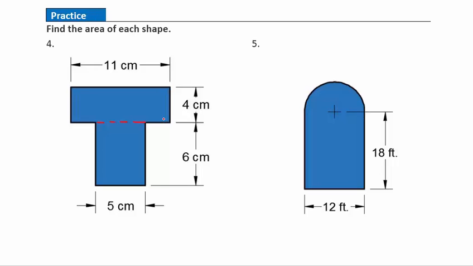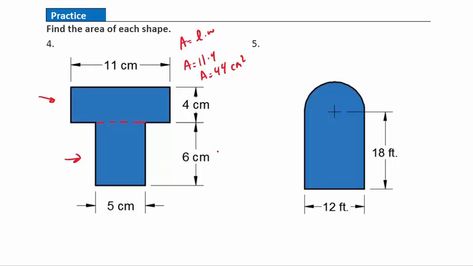So in order to find the area of these 2 rectangles, remember area for a rectangle is length times width. So I need to find the length and width of each of these rectangles. Let's look at this top rectangle up here. The length is 11 centimeters and the width is 4 centimeters. So that area is going to be 11 times 4, or 44 in this case, square centimeters.